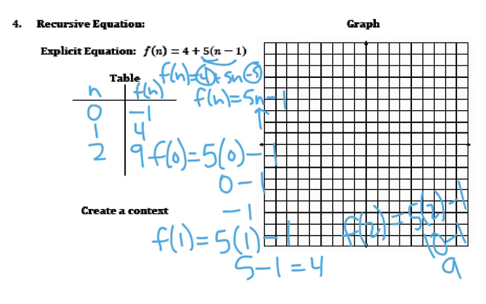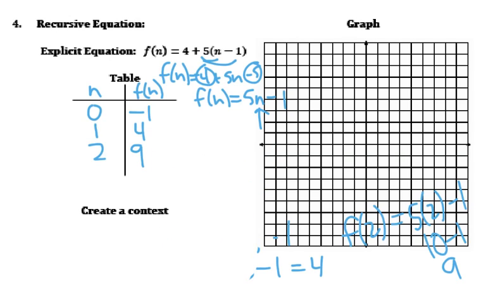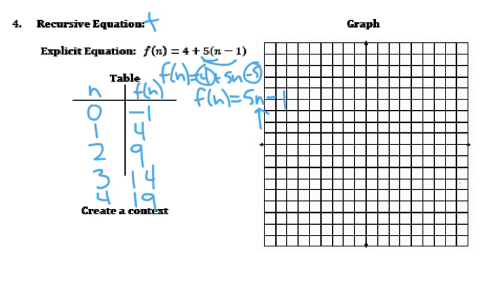So we can probably see how it's grown. We're adding 5 each time, right? Because that's what the growth is doing. That adding 5. So at 3 we'd have 14, at 4 we'd have 19, and so on. So for our recursive, we could go f of 0 equals negative 1, and then f of n equals f of n minus 1 plus 5.